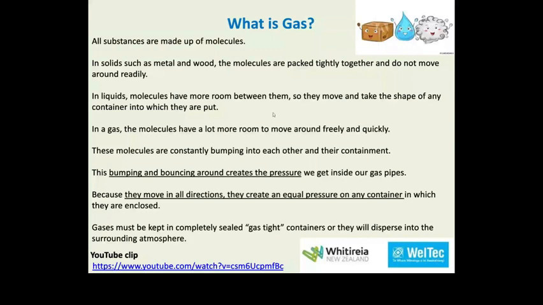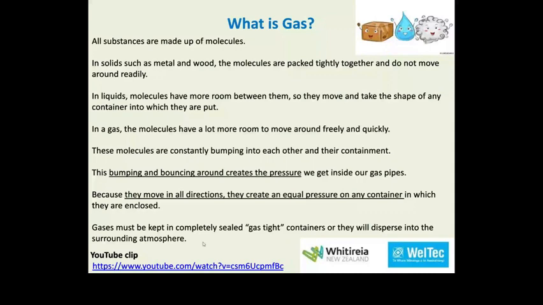In gas, the molecules have a lot more room to move around freely and quickly. These molecules are consistently bumping into each other in their containment. This bumping and bouncing creates the pressure we get inside our gas pipes. Because they move in all directions, they create equal pressure on any container in which they are enclosed. That means that gas containers or gas pipework, anything to do with controlling gas flow, must be gas tight.